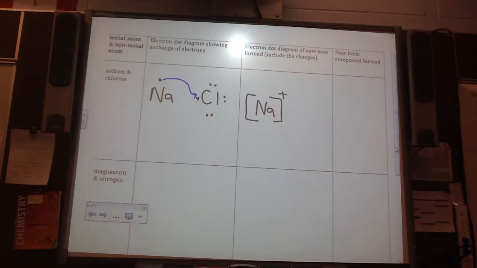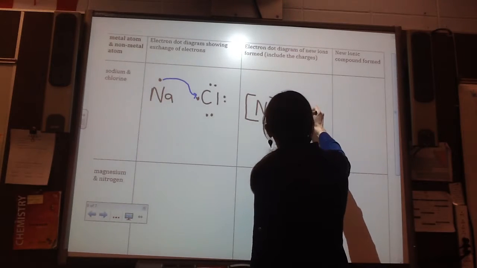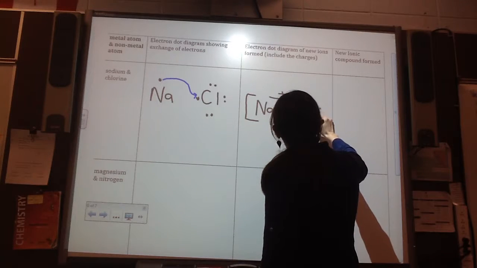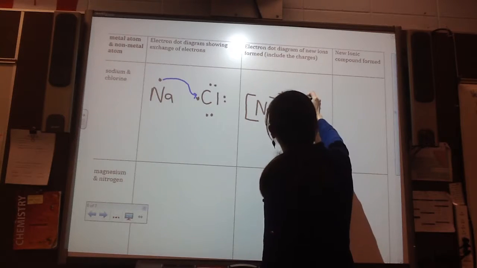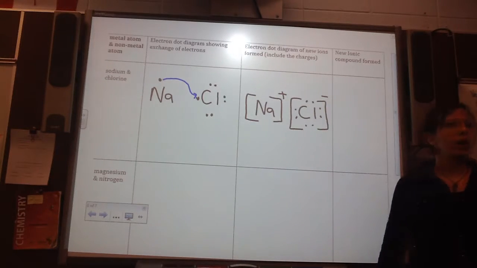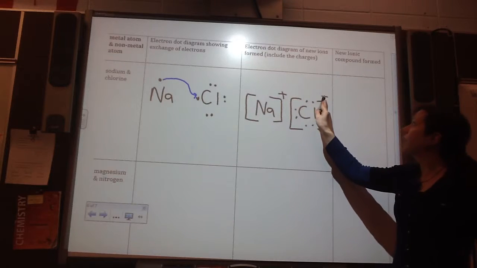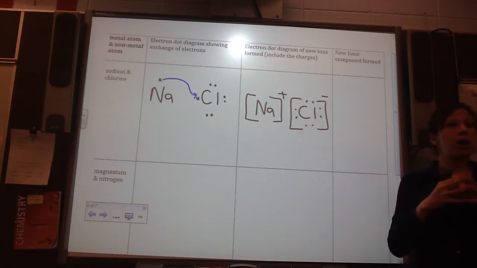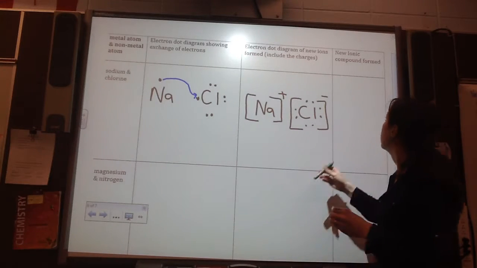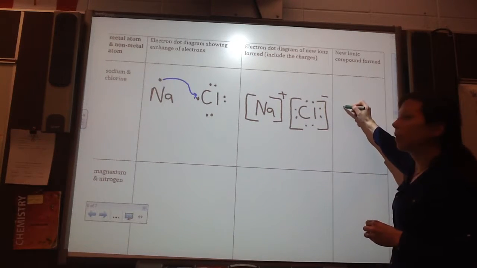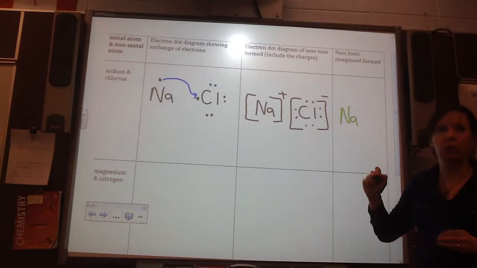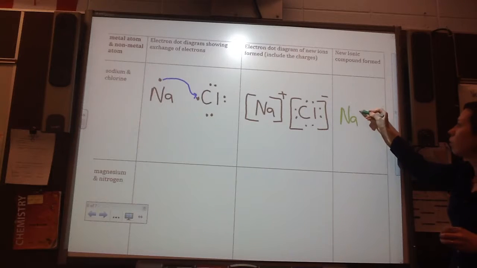Okay? And then you draw chlorine. It has 1, 2, 3, 4, 5, 6, 7, 8 now. Draw the square brackets. Negative. And it's negative. So now this positive and this negative will make an ionic bond that's very strong. And it will make a new compound. And this new compound, we represent how many sodiums we have? We have 1 sodium. And then we have 1 chlorine.